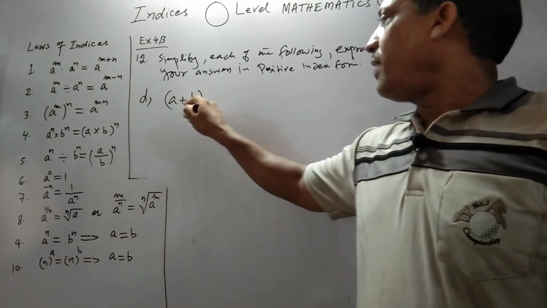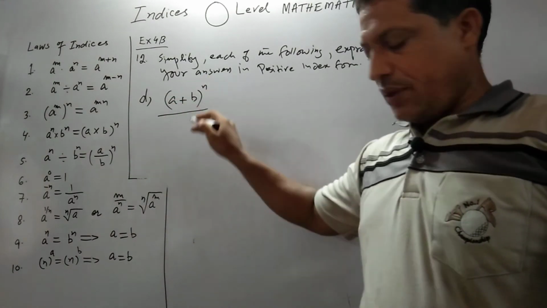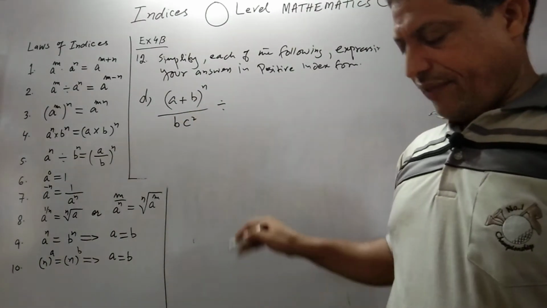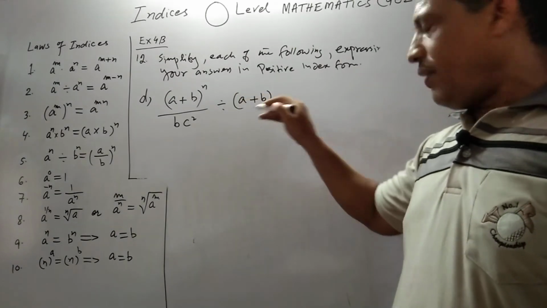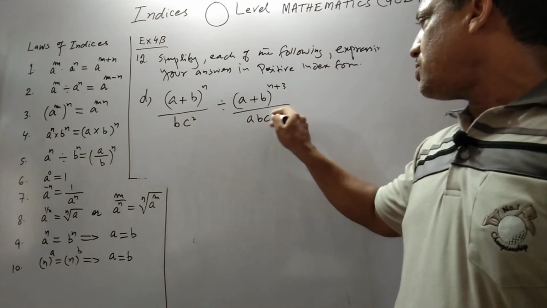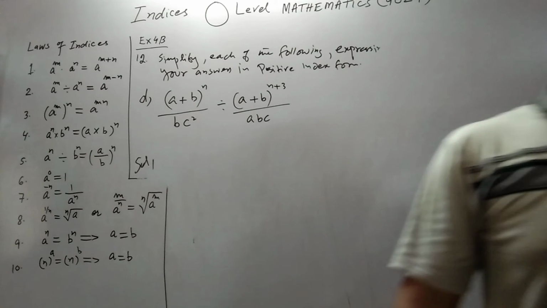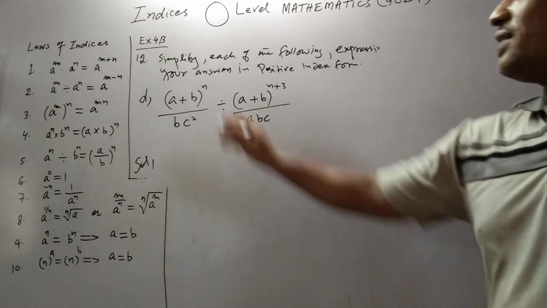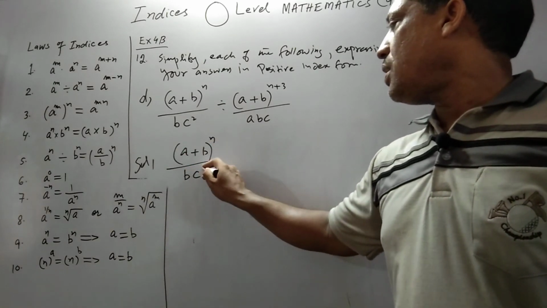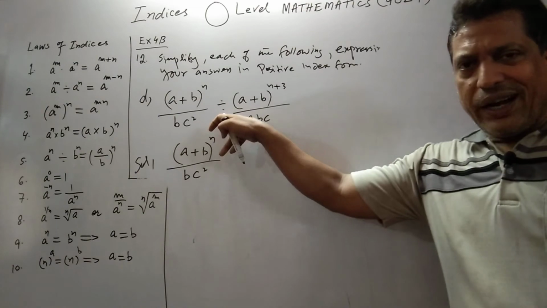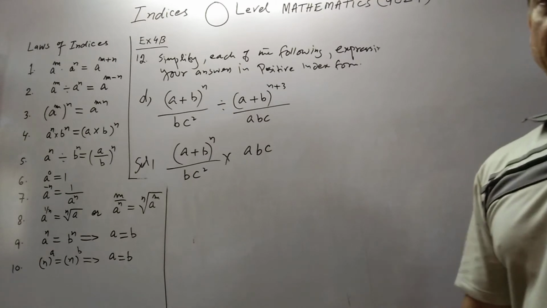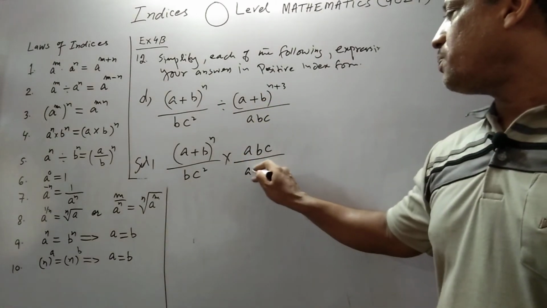Part number D is (a plus b) power n upon bc square, divided by (a plus b) power n plus 3 upon abc. Solution. Very easy. First, write a plus b to the power n upon bc square. Convert this divide sign into a multiply sign. So this denominator becomes numerator and this numerator becomes denominator.